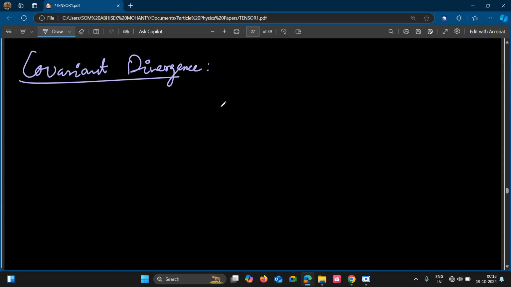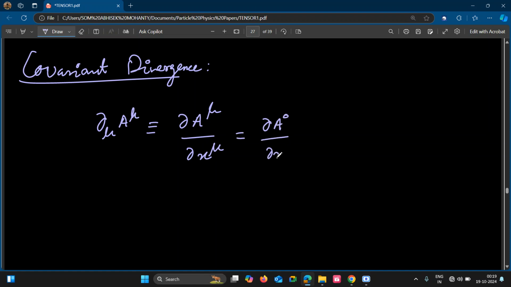Covariant divergence. Okay. So ∂_μ A^μ = ∂A^μ/∂x^μ = ∂A^0/∂x^0 + ∂A^i/∂x^i. Right. So again, write it again as this one can be simply ∂_0 (1/c). This calculus part is easier than the previous introductory part. You can easily understand this if you have done that properly.